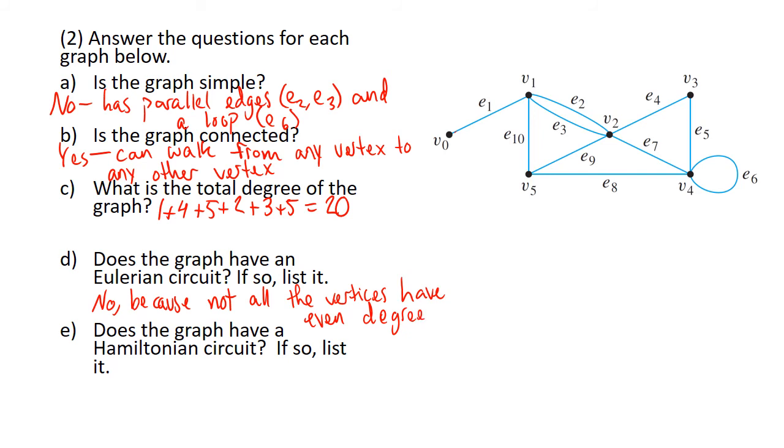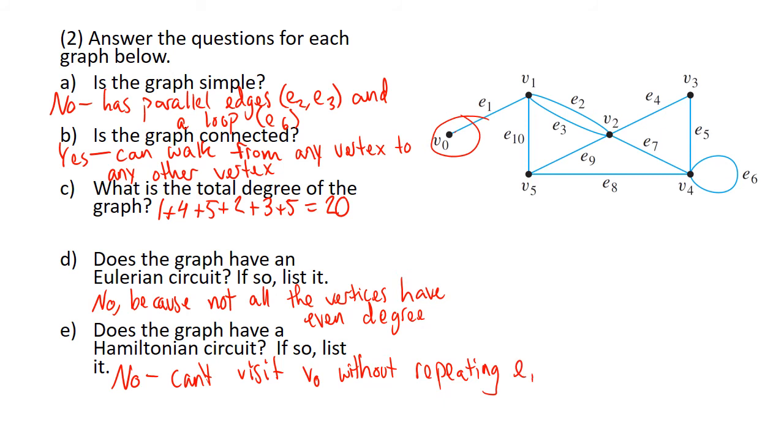Does the graph have a Hamiltonian circuit? If so, list it. So this is a circuit by which you could visit every vertex exactly once. So you cannot repeat edges, and you also cannot repeat vertices. So the answer here is going to be no, and I'm focusing on this V0 part to see that the answer is no. So we can't visit V0 without repeating an edge, so we would have to repeat E1, and that would not then be a Hamiltonian circuit.